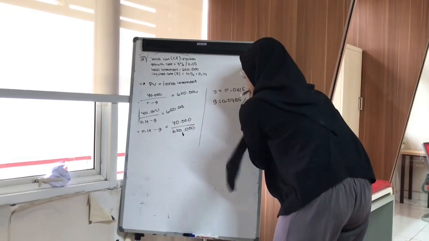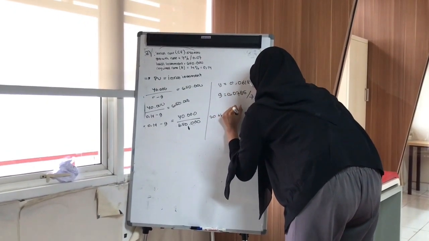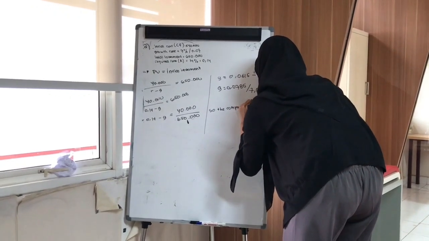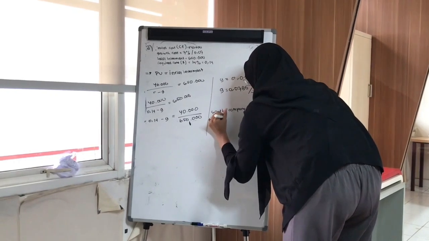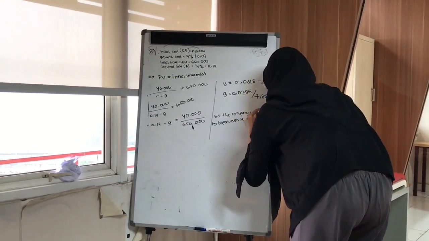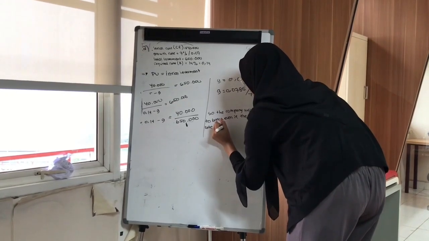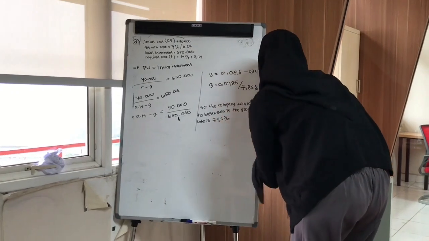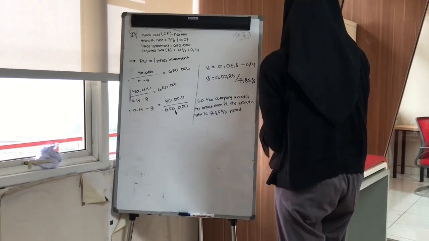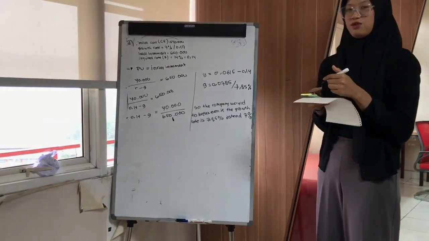So I'll just write the conclusion here. The company would break even if the growth rate is 7.85% instead of 7%. So yeah, we're done for number 1.